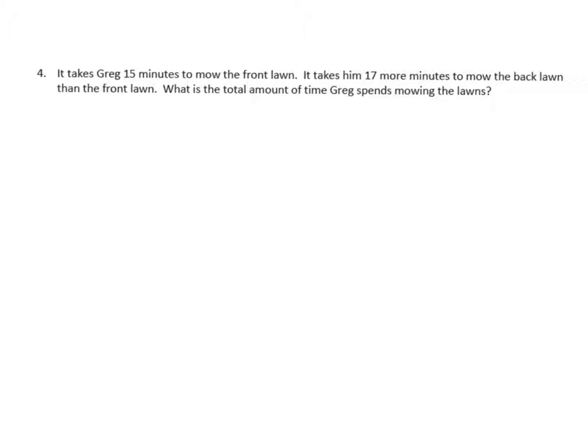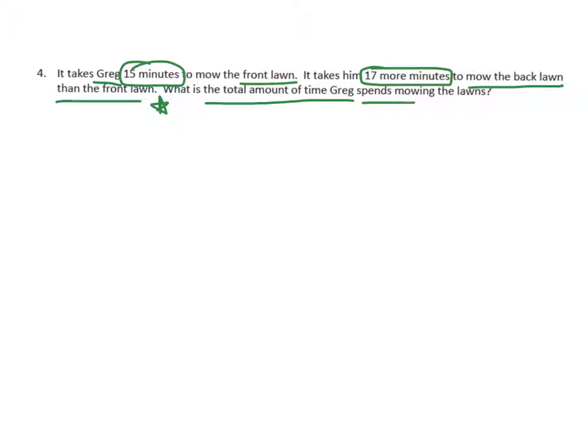Let's take a look at number 4. It takes Greg 15 minutes to mow the front lawn. It takes him 17 more minutes to mow the back lawn than the front lawn. What is the total amount of time Greg spends mowing the lawns? So the first thing I'm going to do is draw a picture to help me solve. So I'm going to take a look at the first sentence. It takes Greg 15 minutes to mow the front lawn.